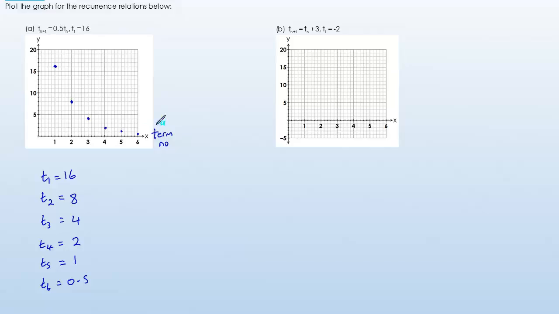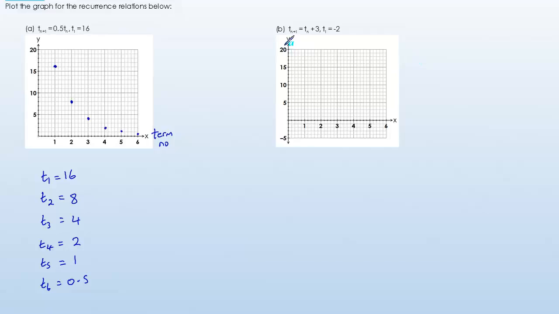Now really this is how you should draw this. You do see people putting curves or lines through these, but those are meaningless. If I put a curve through this, there is no term 1.5. So in actual fact this is meaningless. So really we should just put dots, but you do see people putting lines through them, so just be aware of that. And really you should leave it like that.